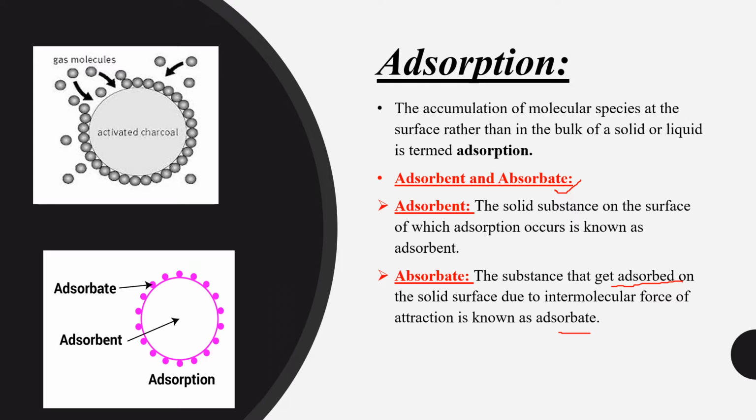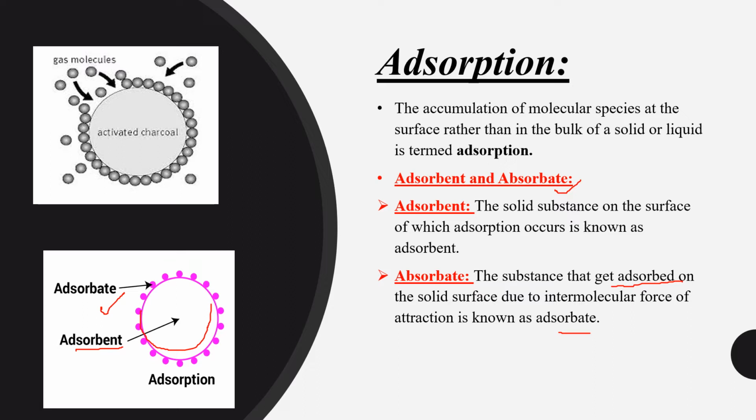You can see in the image, this is the surface, and the surface or matter on which the adsorption can take place is known as adsorbent. The particles, whether solid, gaseous or liquid molecules, which come to accumulate on that particular surface are known as adsorbate. So adsorption is the process which is made up of two types of substances: one is adsorbate and the other one is adsorbent.